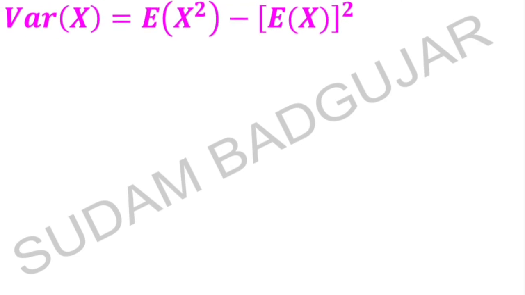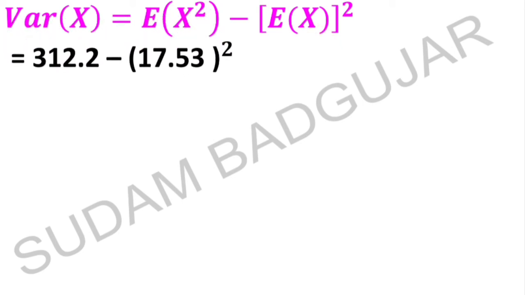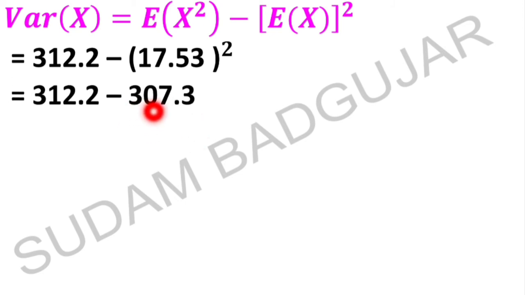Then you have to write the formula for variance. What is variance of x? E of x square minus E of x the whole square. That is nothing but 312.2 minus 17.53 the whole square. What is 17.53 the whole square? That is nothing but 307.3. Means 312.2 minus 307.3 is nothing but 4.9. This is nothing but variance. We get expected value as well as variance.